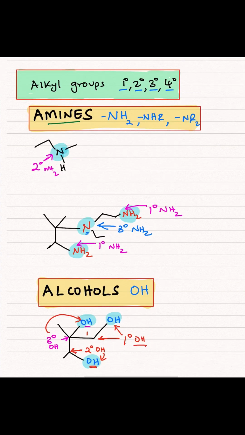Now, amines. Amines contain nitrogen, so it could be NH2 group, NHR, where R is an alkyl group, or NR2. So it contains nitrogen. So for example, here we have a nitrogen, and that nitrogen has 1 and 2 alkyl groups connected to it, making it a secondary amine. So we call that secondary amine.